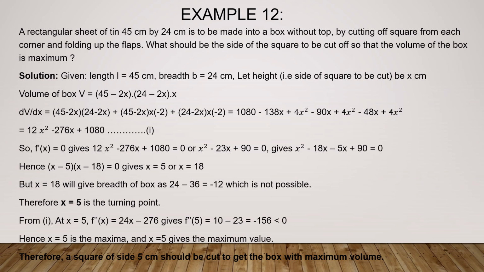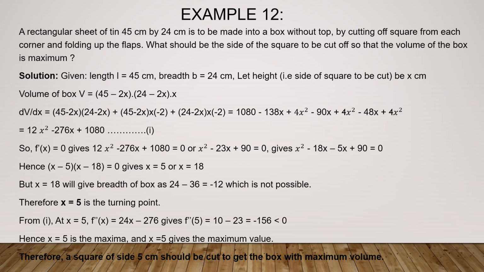Okay, so first take the first derivative, dv by dx, v is a function of x. When you use the multiplication rule and simplify the whole equation, you will get a quadratic equation 12x square minus 276x plus 1080. Okay, f dash of x, when you equate it to 0 and solve the whole quadratic equation, take care while solving it, you will get x minus 5 into x minus 18 equal to 0. So which gives x as 5 or 18.